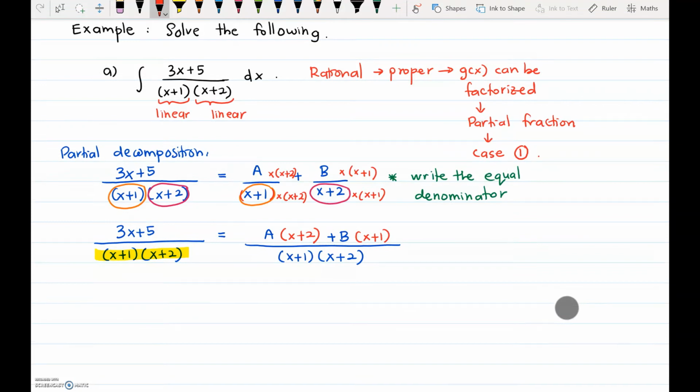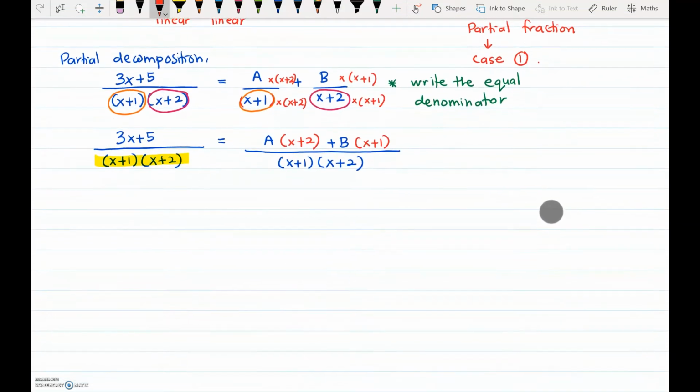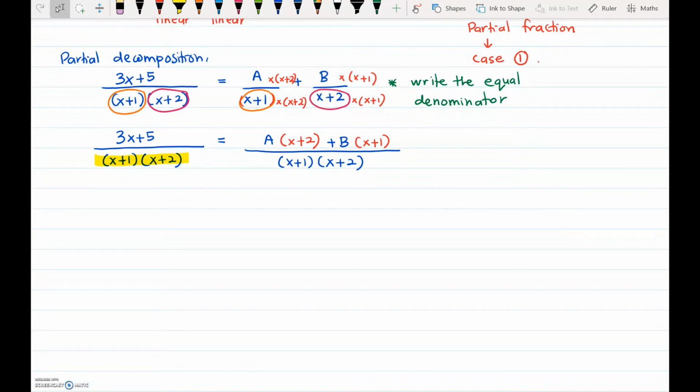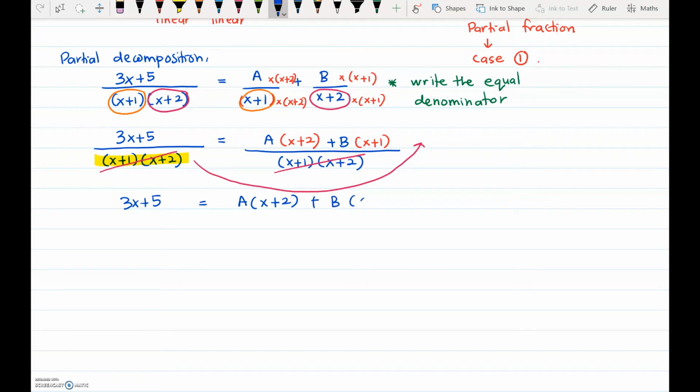Next, you have your right hand side with the equal denominator. Now you have the same denominator on the left hand side and the right hand side. So you can cancel off the denominator, or in other words, if you bring the denominator to the other side, you can cancel it off. The remaining functions we have are 3x plus 5 equals a(x plus 2) plus b(x plus 1).